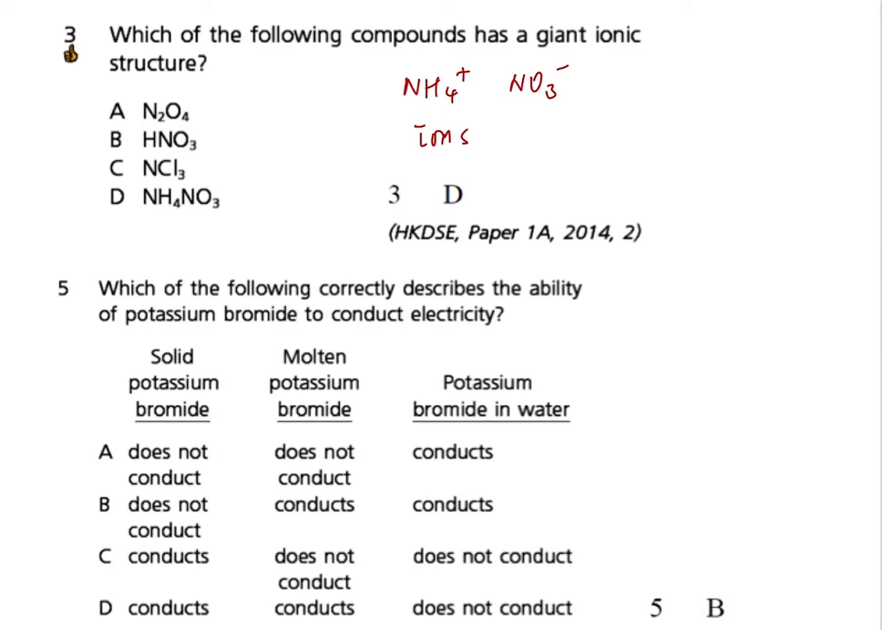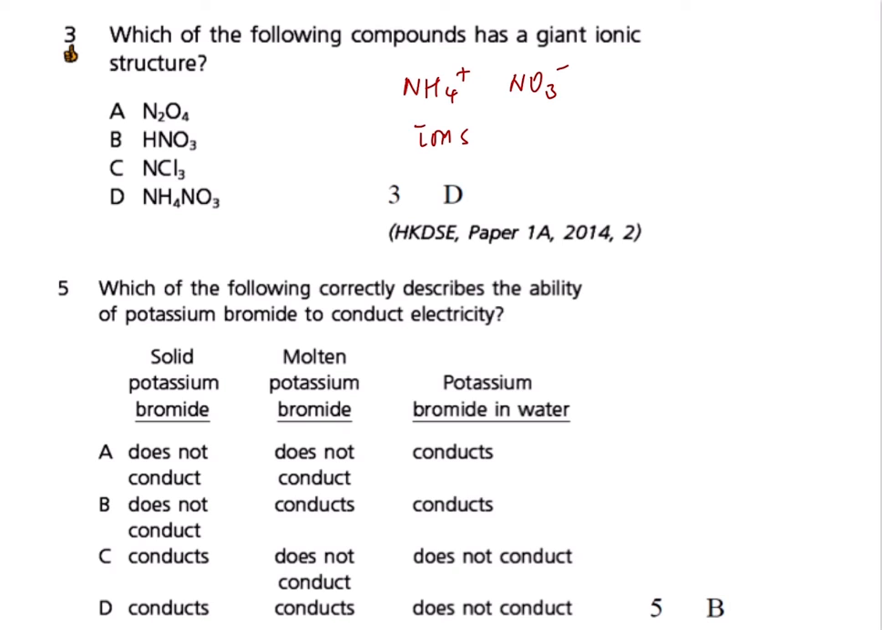This question may be difficult because when we talk about giant ionic structure, we say all ionic compounds take this structure, but we mention metal plus non-metal when we talk about ionic compounds. But in these choices, there is no metal element inside. So why should D be the answer? Because D has ions, ammonium ion and nitrate ion. Then you need to remember that ammonium ion is an exception, a positive ion that is not metal.